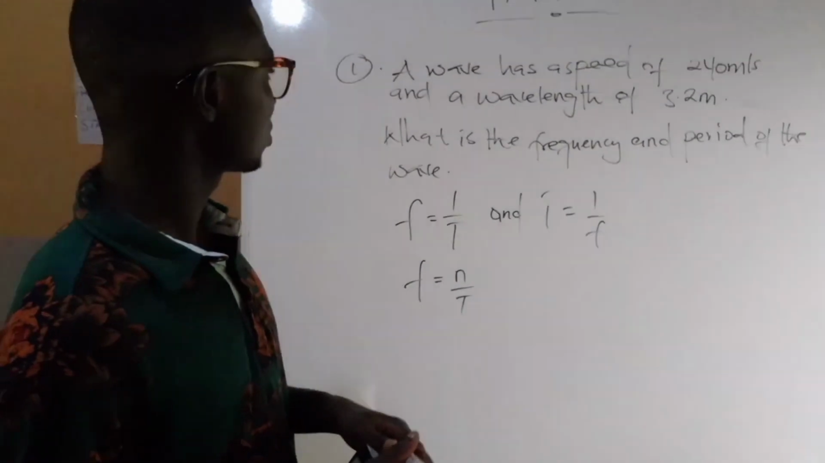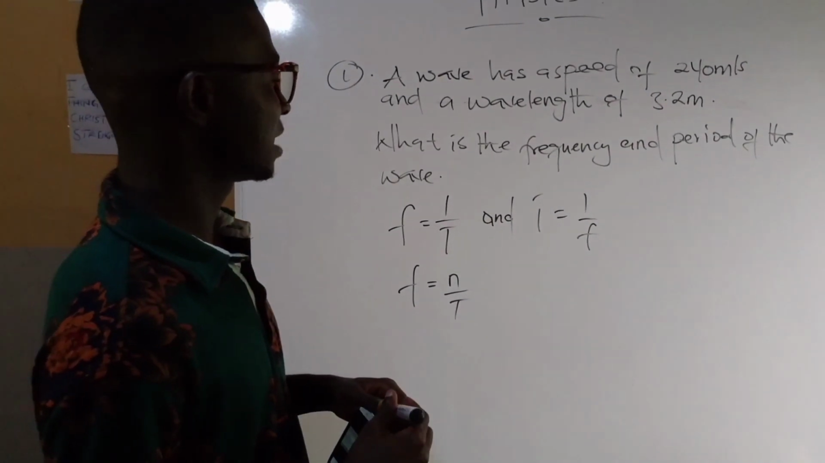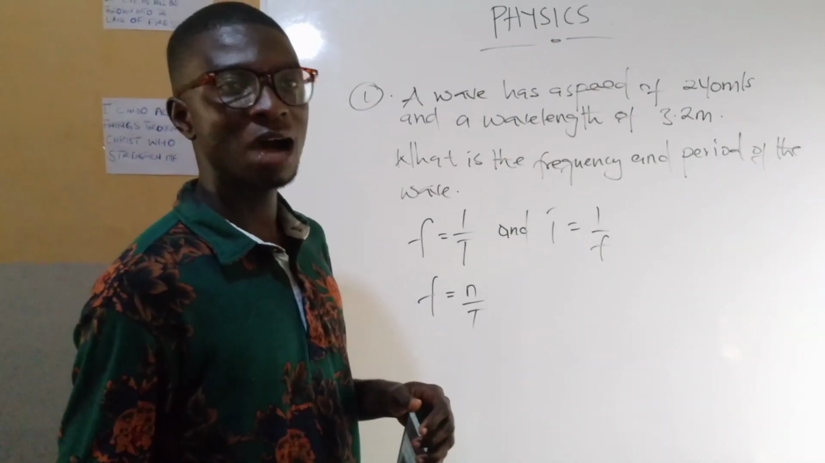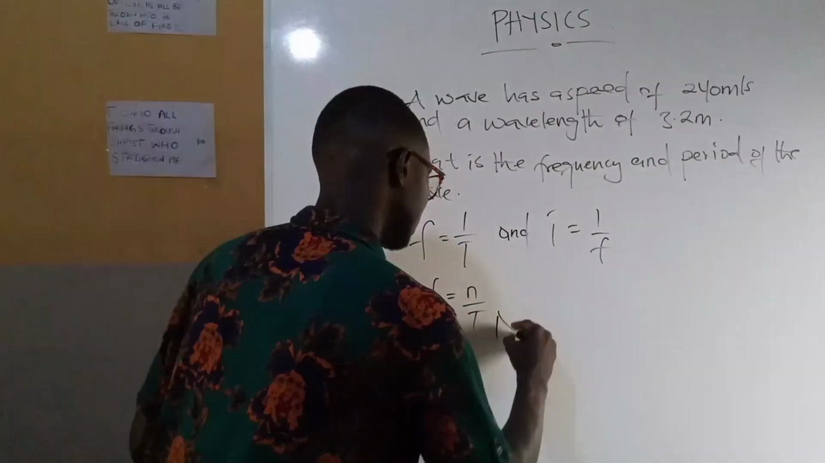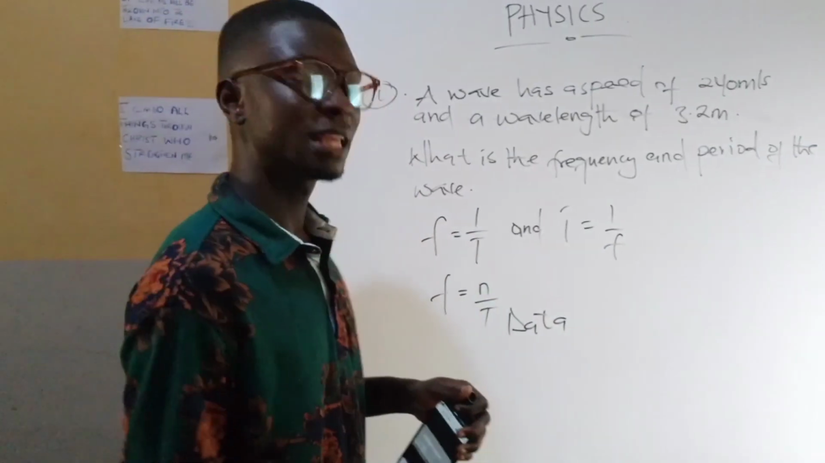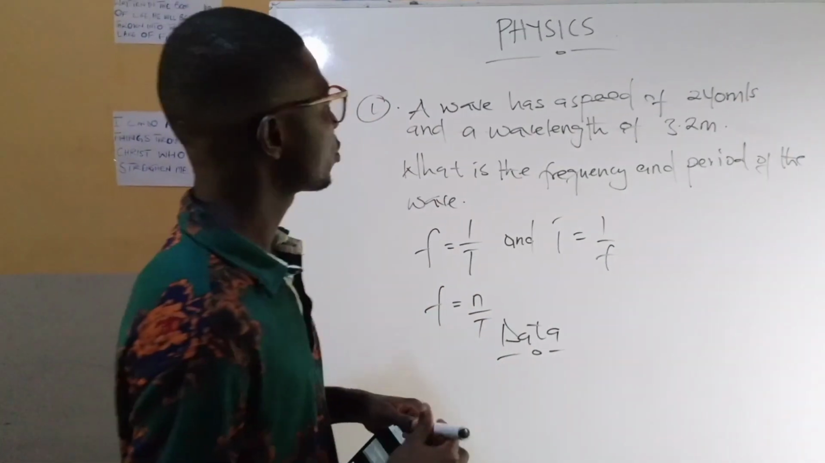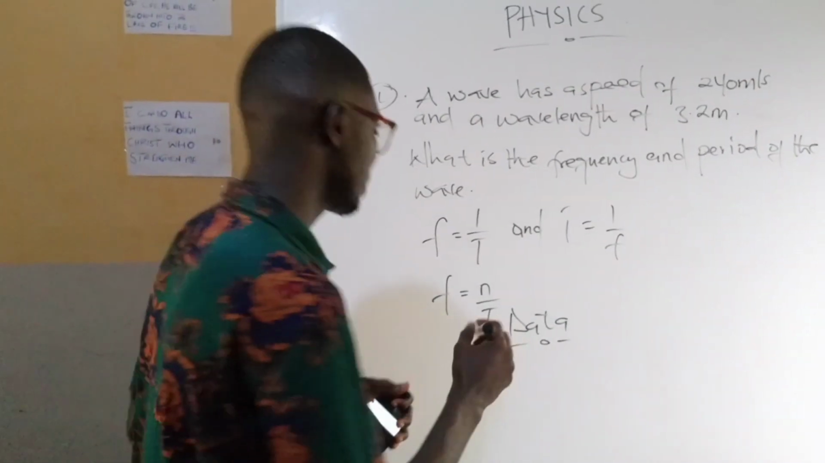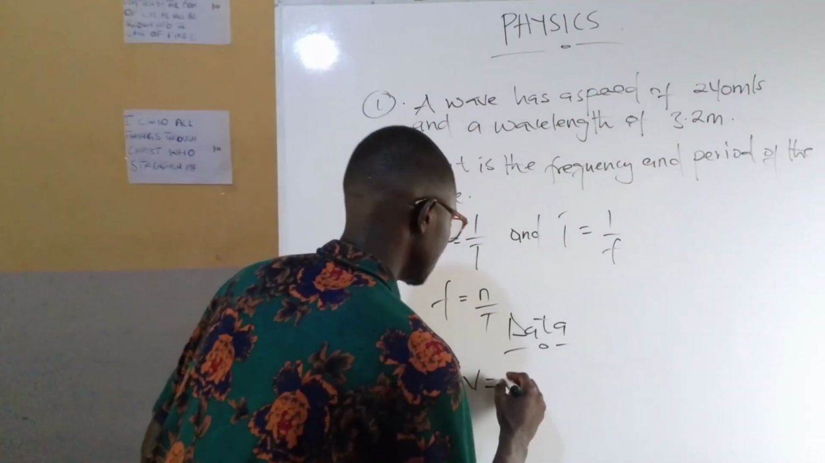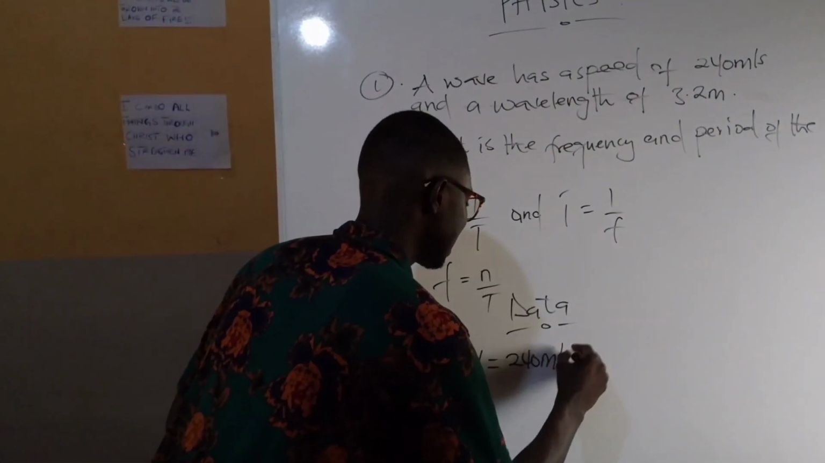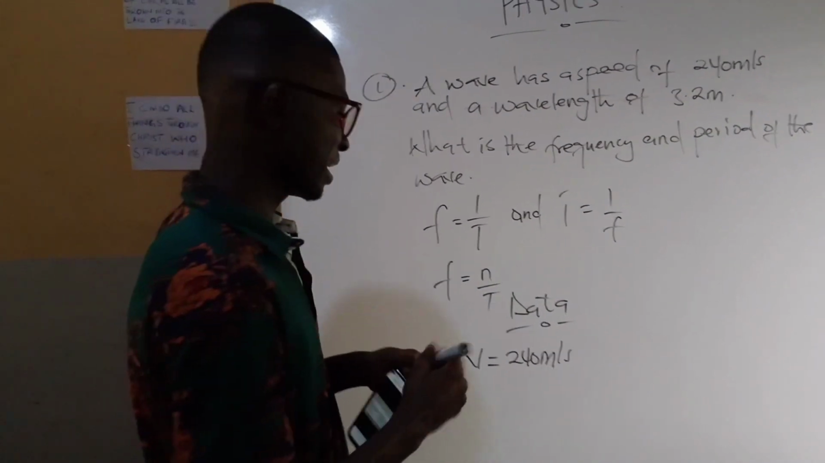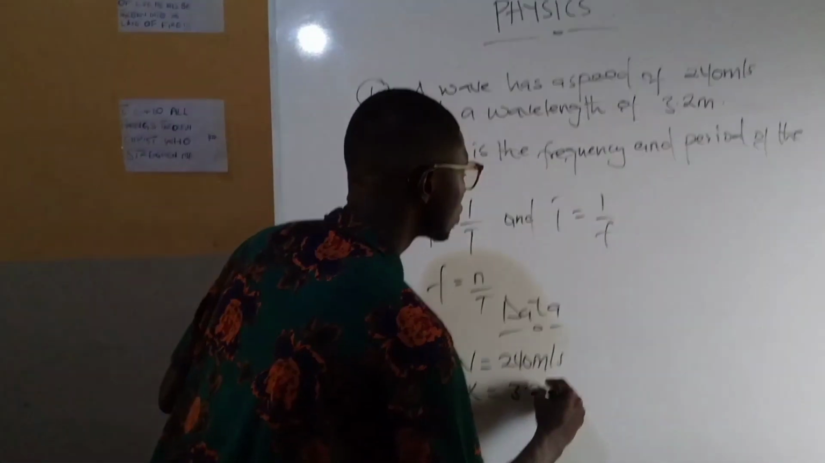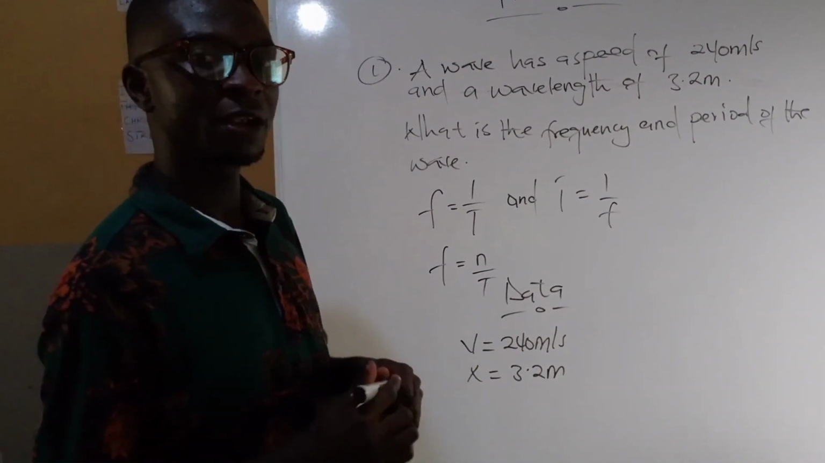So let's dive into the question of the day. We have to find the frequency and the period. And what are we given? So the first thing you have to do is write out your data. So with the data, what is given in the question? Now, we have been given the speed, and speed is the same as what? Velocity. So our velocity is equal to 240 meters per second, and our wavelength, which is lambda, is equal to 3.2 meters, right? And we have to find frequency.